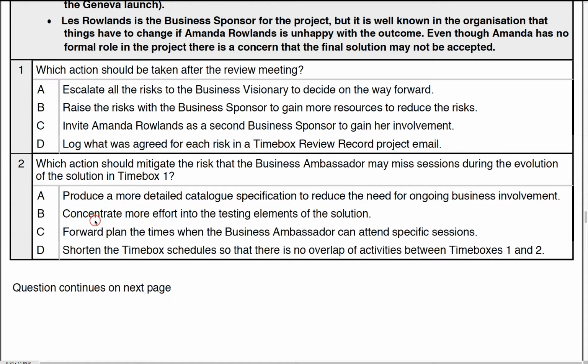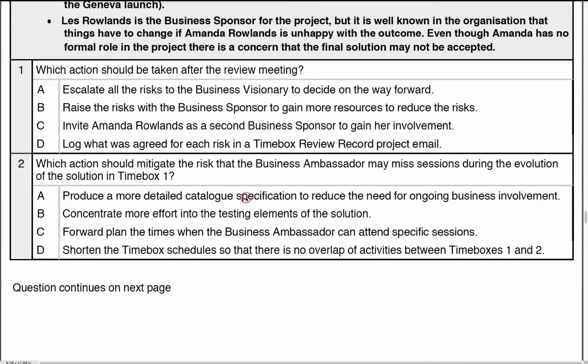Okay, next question. Which actions should mitigate the risk that the business ambassador may miss sessions during the evolution of the solution? Well, of course, you can always arrange for the ambassador to be able to participate when he or she can. And I think that's what you would do. You would work around that and see how you can get that involvement. You certainly wouldn't miss the ambassador out. You need the ambassador as part of the team. This is part of the DSDM perspective. Anyway, let's have a look at more of the statements.